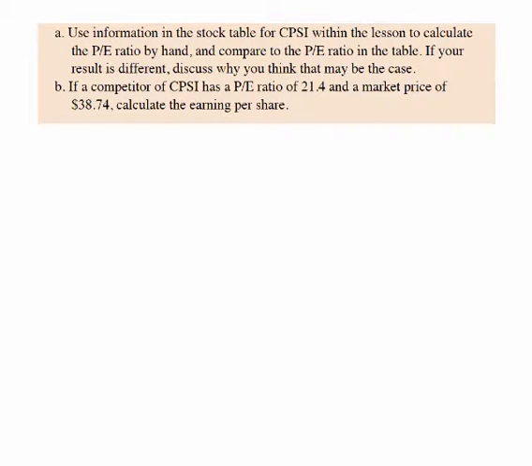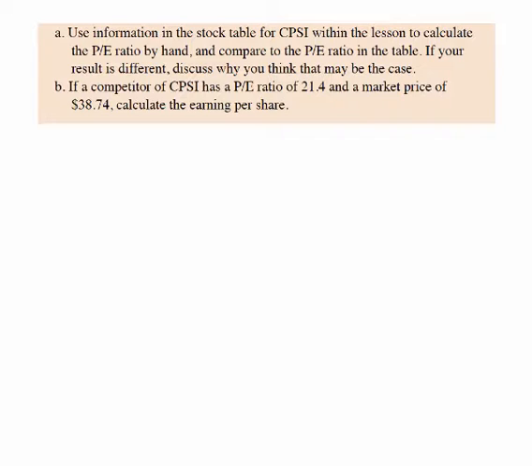In this question, we'll be doing some computations with PE ratios, but it's really about understanding what the PE ratio actually means. So we're asked about the stock table for CPSI, which is within the lesson, and we need to get some information to calculate the PE ratio by hand. Well, in order to do that, you need to know what information is needed and what to do with it. PE ratio stands for price to earnings ratio, or more specifically, the ratio of the current price to the most recent earnings per share.